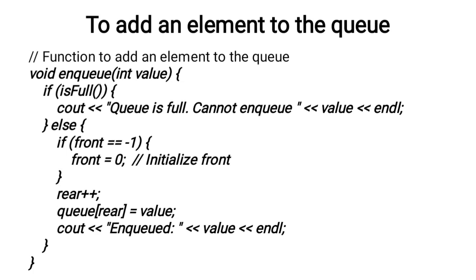Of front to 0, right? We can initialize the value of front to 0. After that, we can increment the value of rear. After incrementing the value of rear by 1, then we can add the value to the queue. The value will be stored at position rear. That is how we can do it when we want to add an element into a queue.